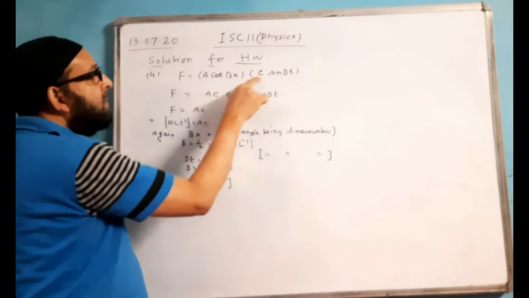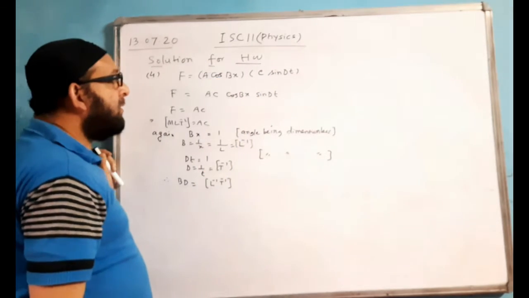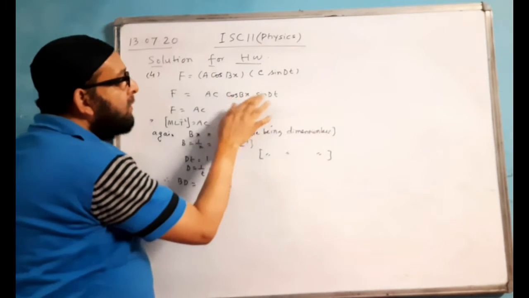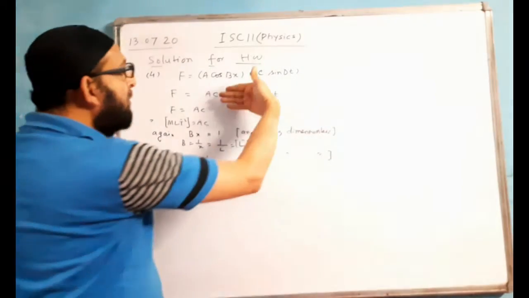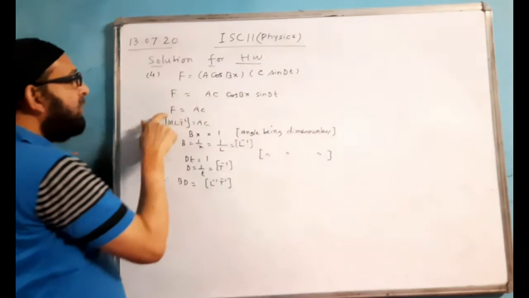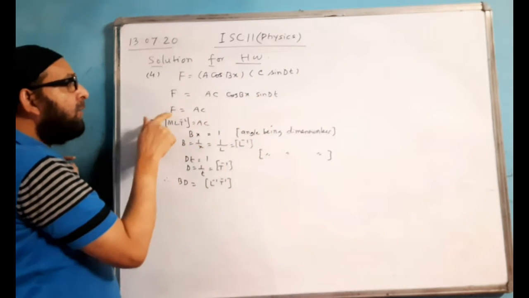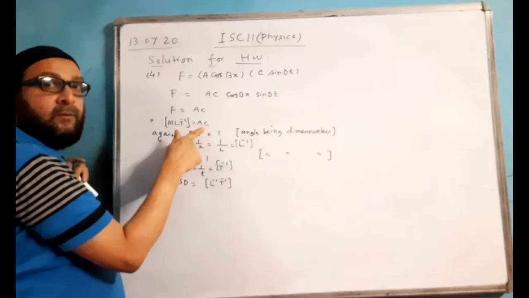Okay, first we are arranging it, right? Open bracket A and C keep together, cos bx sin dt, write as it is. Now, since cos function and sin function are trigonometrical functions, they have got no dimension. That means their dimension is 1. AC is equal to F. Therefore, F is equal to AC. Then AC is a kind of force. Force dimension is MLT minus 2. Then this is the dimension for AC.